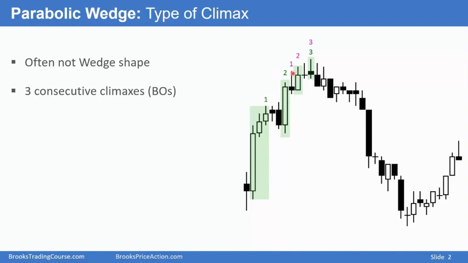The third push here subdivided. We had a first push and then a pullback, and then a second push and then a pullback, and then a third small push, and then a reversal down. You can call it a nested parabolic wedge. You can see the tail on the top of this bar, on the top of this bar, on the top of this bar, and here as well. Every time the market's going up, instead of finding new buyers, it's finding sellers.